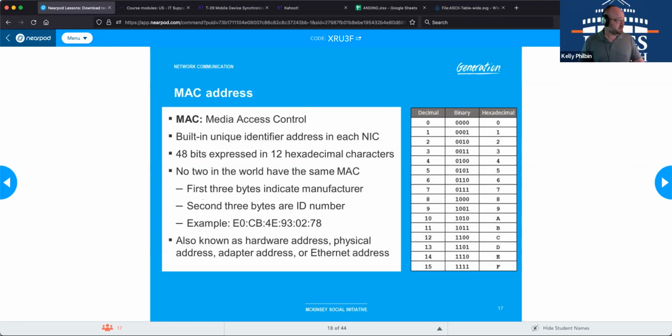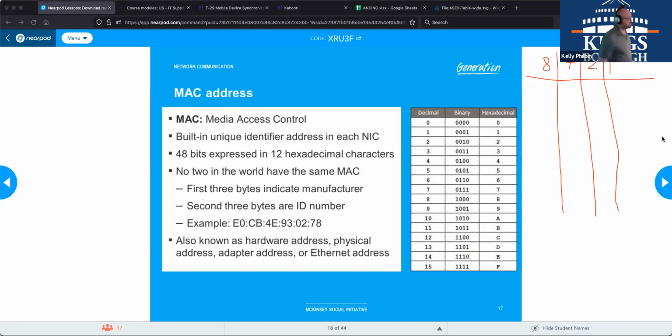Let me get my annotator out here. So we will write out our little chart. We have our 8, 4, 2, and 1. Just draw it out here. So somebody give me a number between 0 and 15. 3. So we'll say 3.